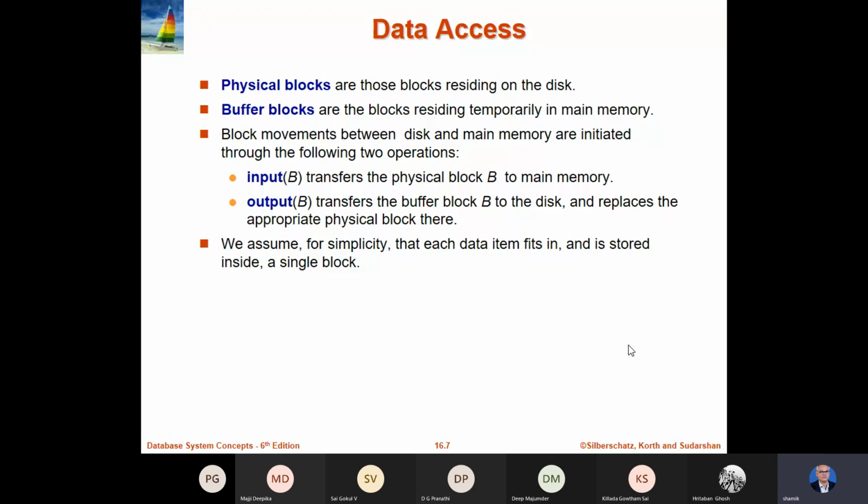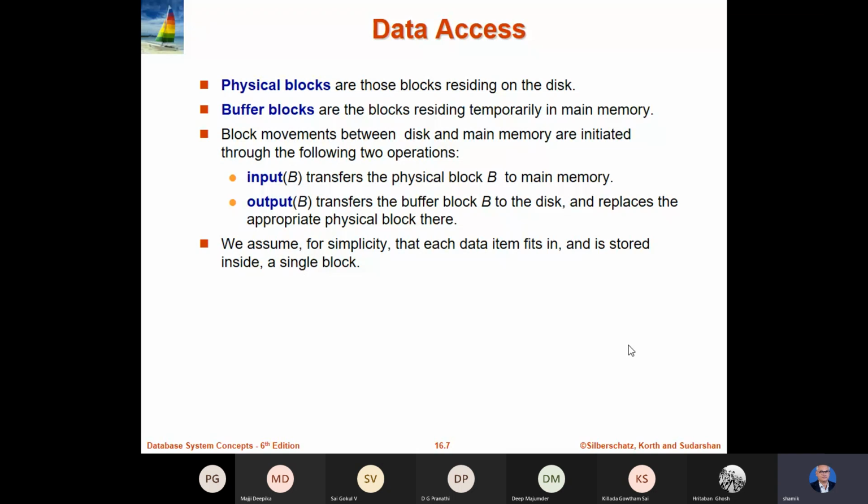Input B means transfer the physical block B from the disk to main memory. So it goes to the main memory's buffer block. And output B means transfer the buffer block B to the disk and replaces the appropriate physical block there.